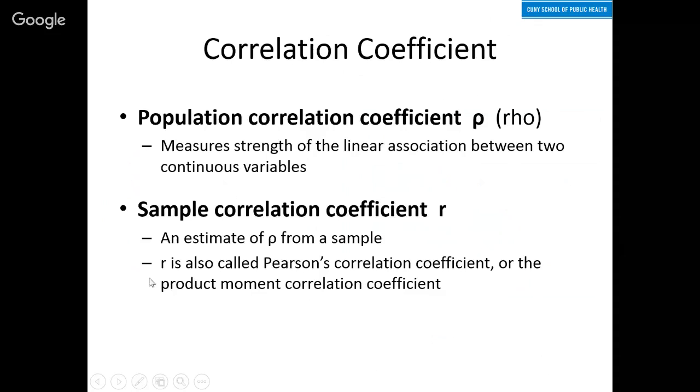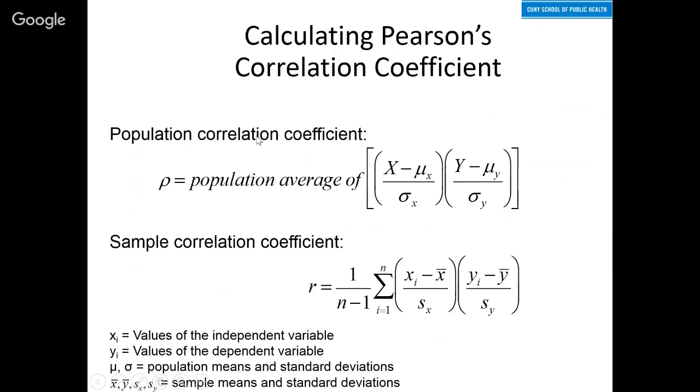Also, by the way, it is sometimes called the product moment correlation coefficient. Usually you'll hear it called Pearson's correlation coefficient. This is quite a bit less common, but occasionally you'll see it called that. The population correlation coefficient is calculated from the population mean, standard deviation, and each of the individual values in the population.